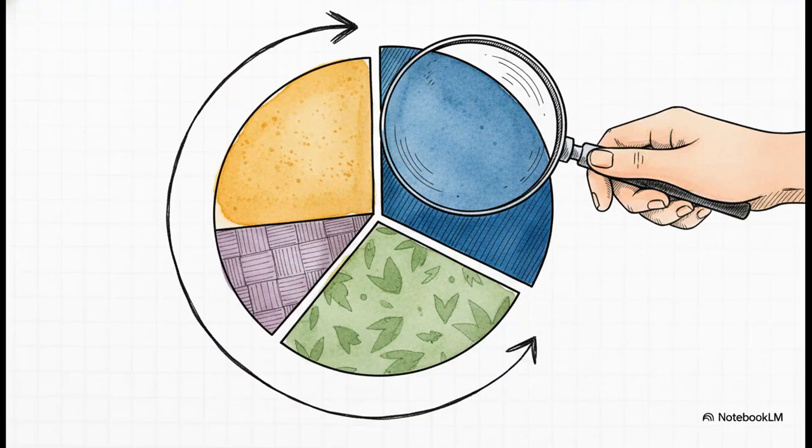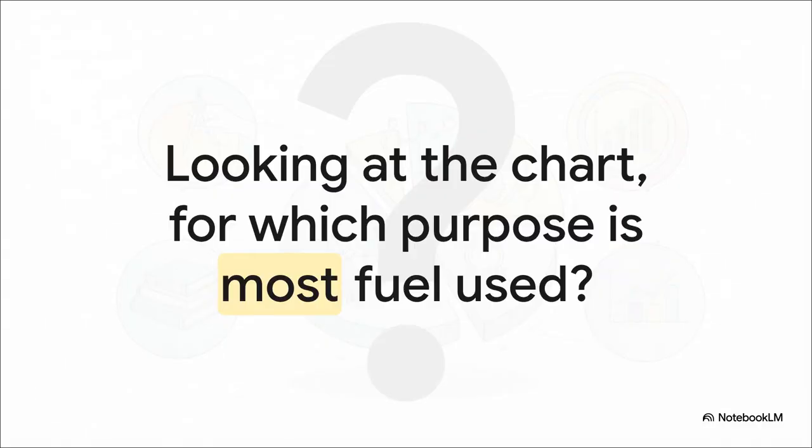And this, right here, is the absolute core of what a pie chart does. The whole circle represents 100% of something, in this case, all the fuel used. Each slice is just a piece of that total. And here's the most important takeaway. The biggest slice is always the biggest category. It's that easy. So let's look at our fuel chart again.